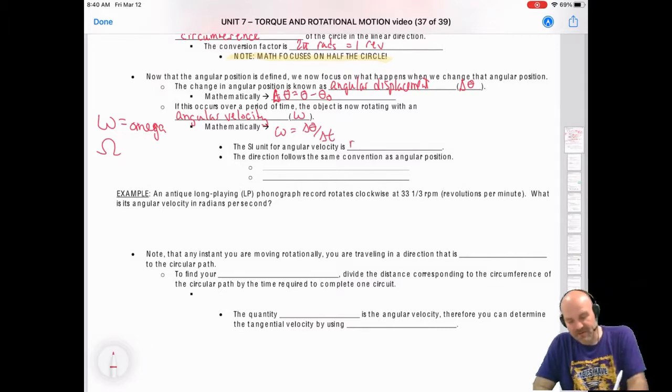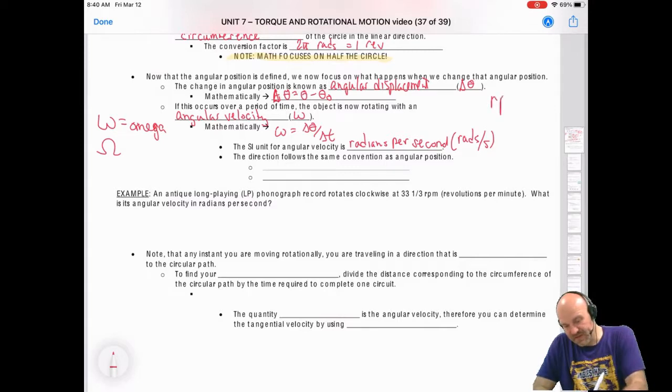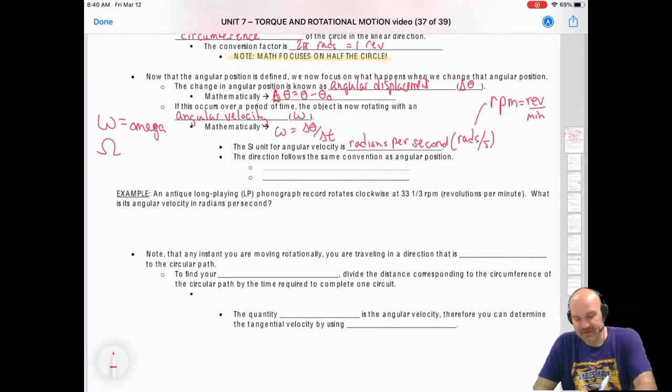The SI unit for angular velocity is simply radians per second, or rads per s. Now you do have to understand that you may see RPM, which is revolutions per minute, which means you would have to convert between them. Again, the direction is going to follow as before: positive is counterclockwise, negative is clockwise.